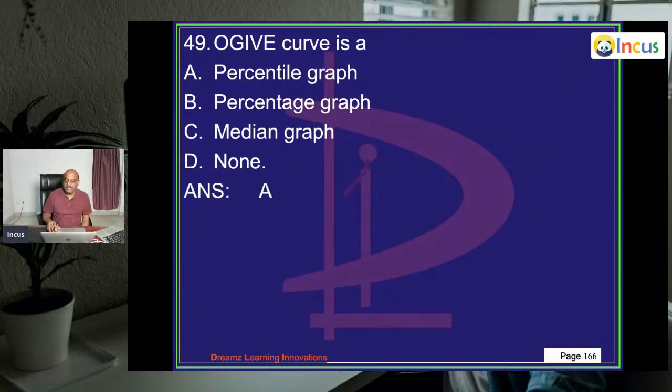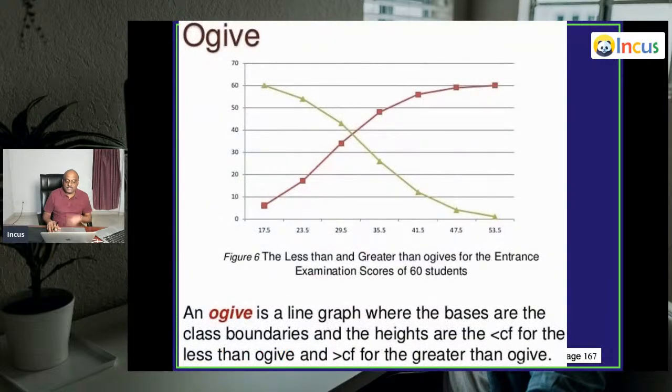Ogive curve is also called percentile graph. An ogive is a line graph where the bases are the class boundaries and the heights are the cumulative frequencies. That is called ogive.